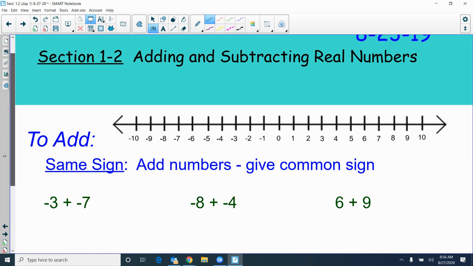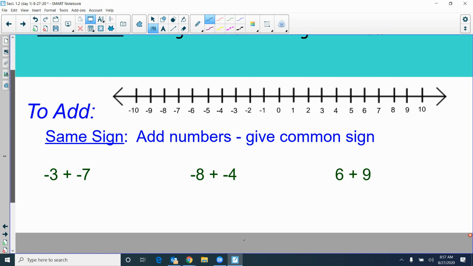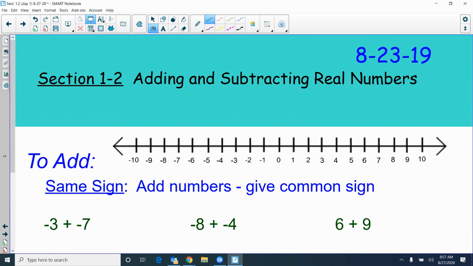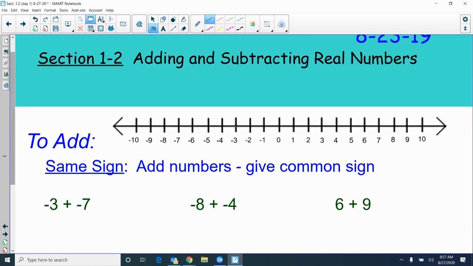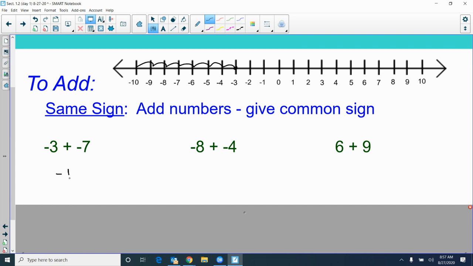All right. Adding, subtracting real numbers. We're going to go through this and come up with a rule. -3 plus -7. You can think about this on the number line. -3 tells you to start at this point right here. If it says plus -7, I'm going to move 7 to the left. 1, 2, 3, 4, 5, 6, 7. Where do I end up? -10. So that is my answer.